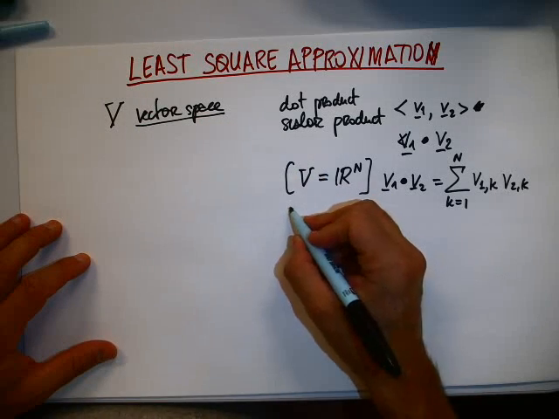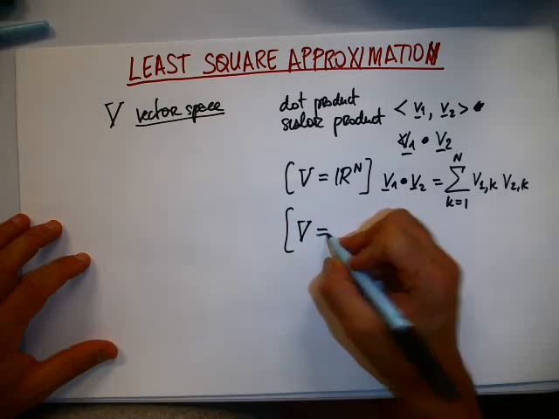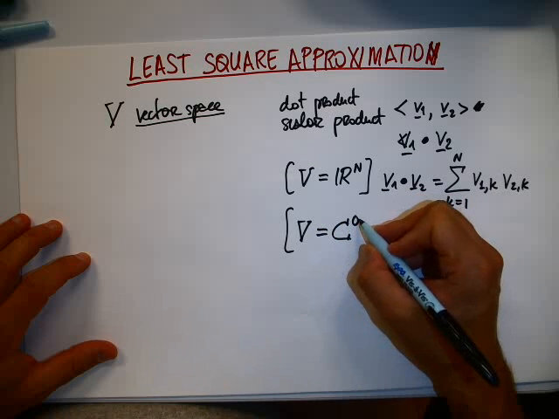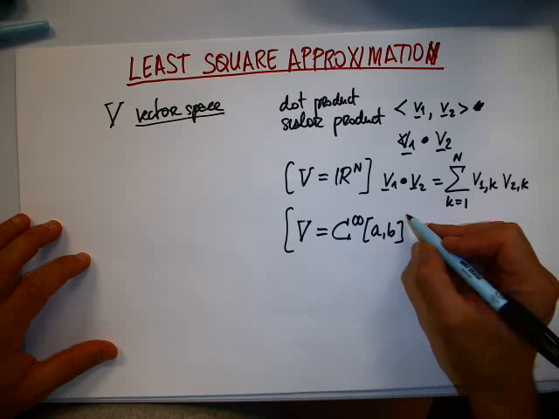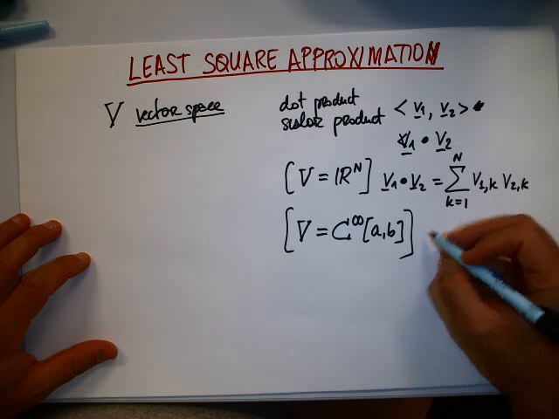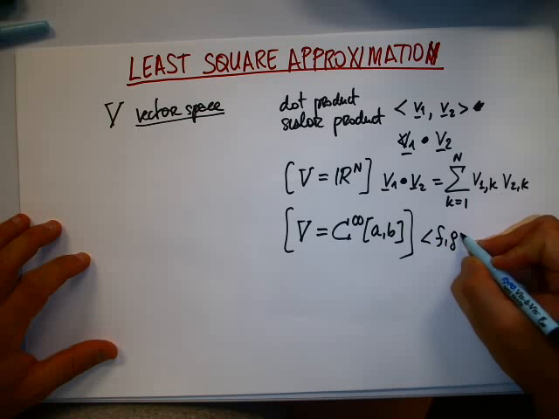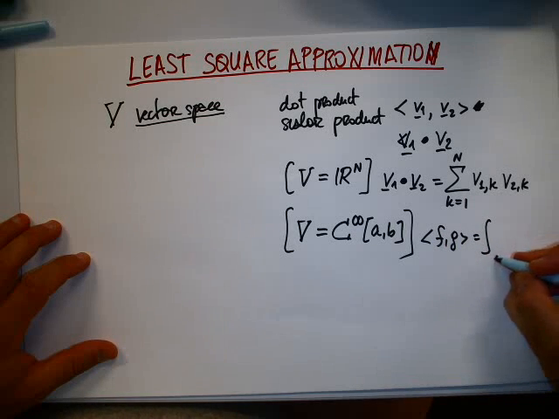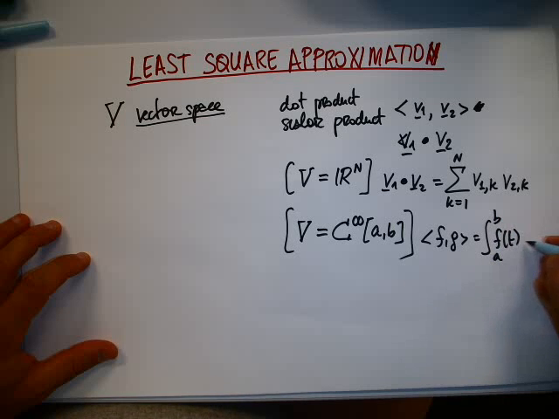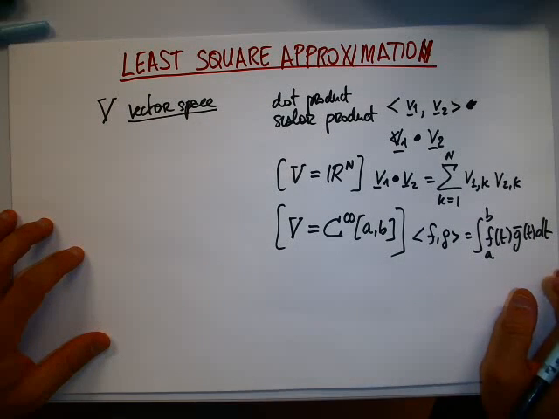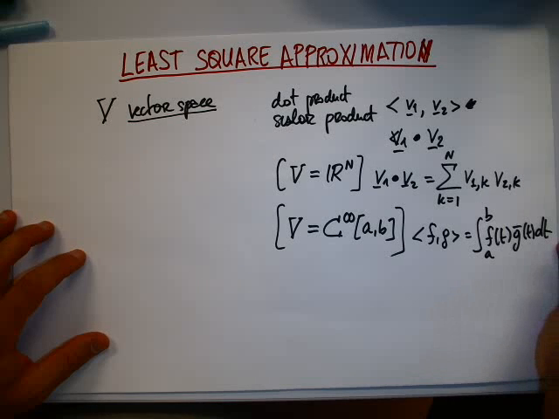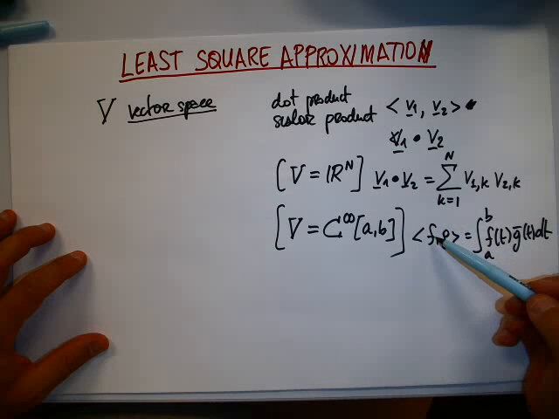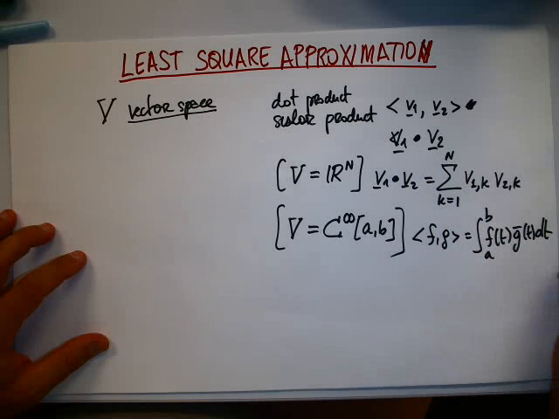if the vector space is, for example, the space of continuous functions over A and B, we can define the dot product as, for example, f,g equal to the integral between A and B of f(t) g conjugate (t) dt. Okay? And so you can see from this perspective, we can consider a function like a vector.